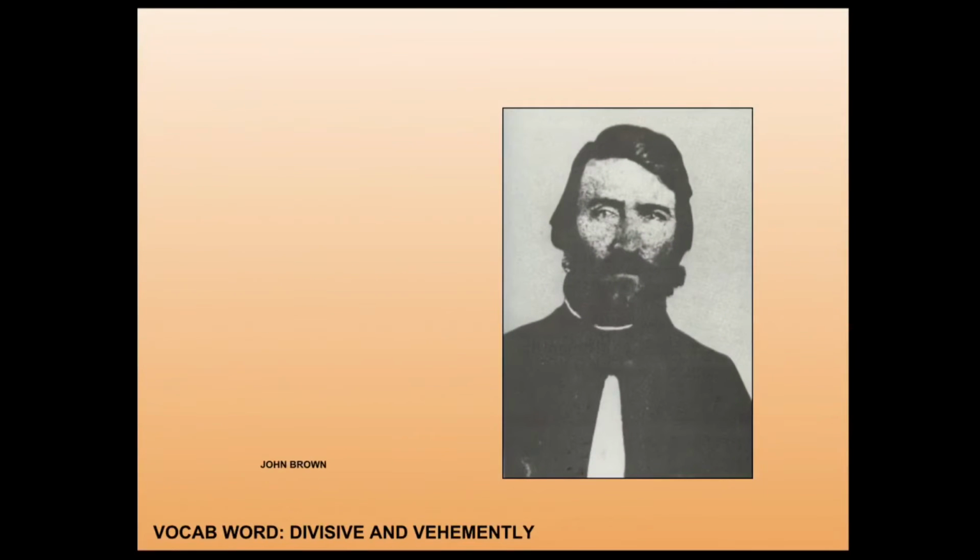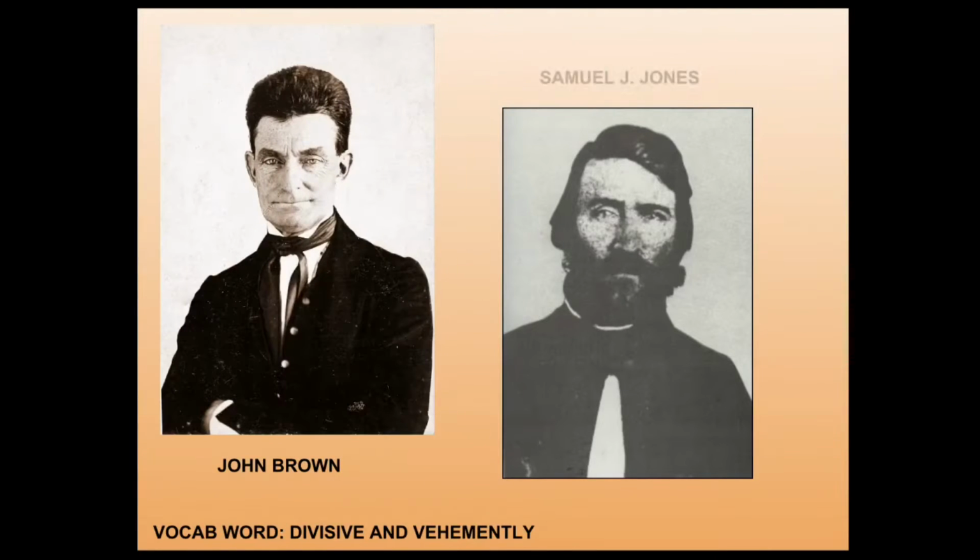Bloody Kansas was a series of divisive events when pro-slavery and anti-slavery settlers had conflict all over Kansas. It began in 1854 and ended in 1861. Two key figures of Bloody Kansas were Samuel J. Jones, who led the sack of Lawrence, and John Brown, who vehemently led the Pottawatomie Creek Massacre 3 days after the sack of Lawrence.